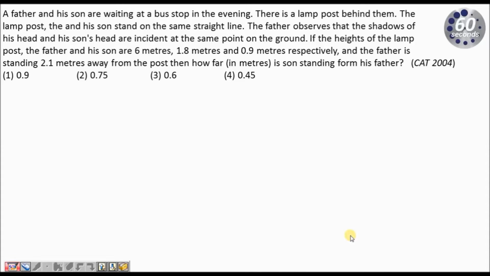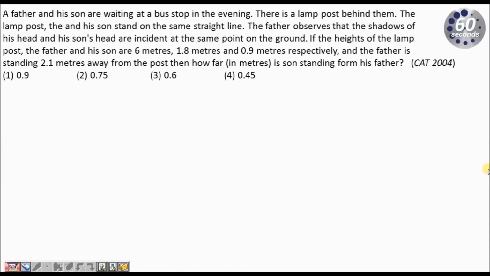So today we'll look at a question from geometry which appeared in CAT 2004. It's not one of those very difficult questions. It's fairly simple. But the idea here is, can I solve it much faster using common sense or a commonsensical approach compared to a standard approach?